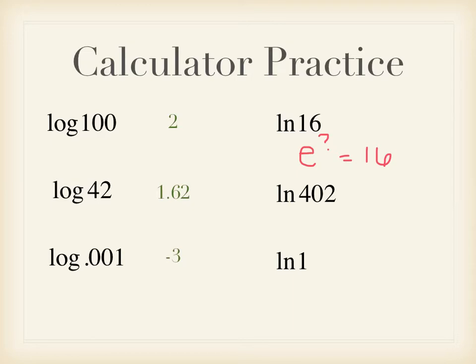Okay, but you don't have to know that to do the problem. You just have to type in ln of 16. Comes out to be like 2.77. How about natural log of 402? Comes out to be 6.00. Notice I wrote those zeros in there. I know that technically that would round to pretty close to 6, but I put the zeros in there to show that it's not exactly 6, that there is some decimal component to it.